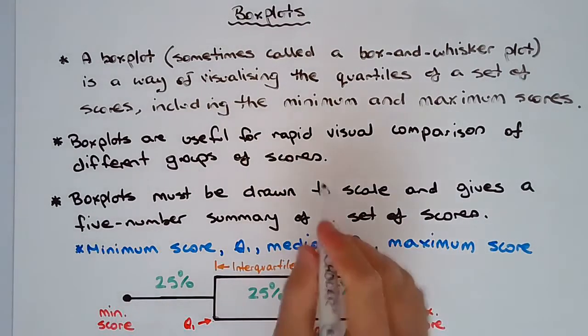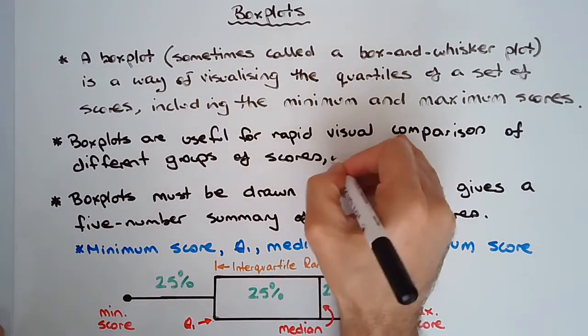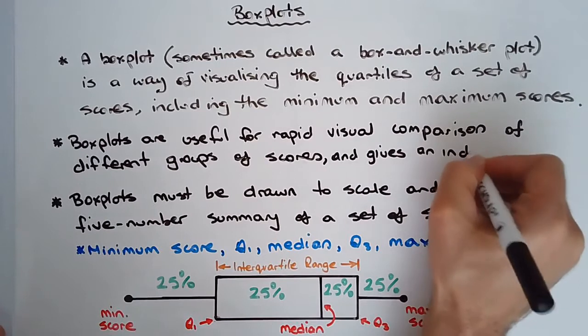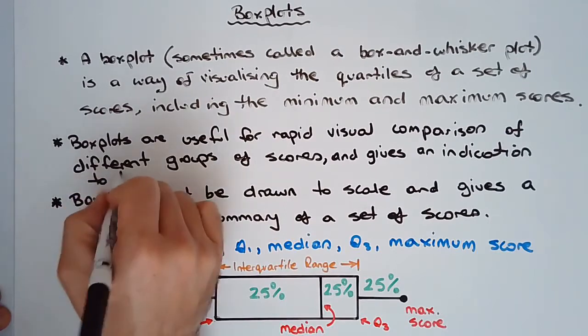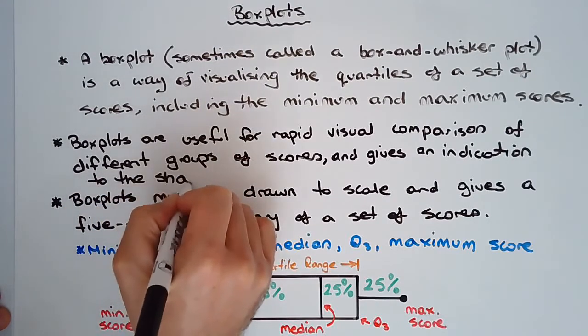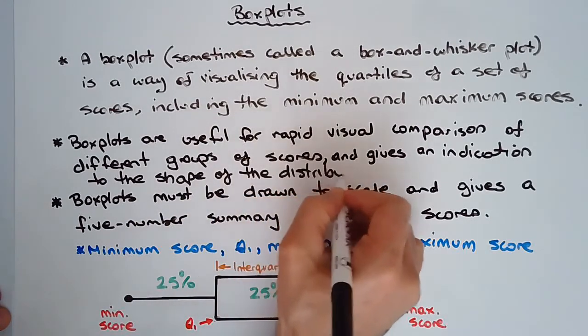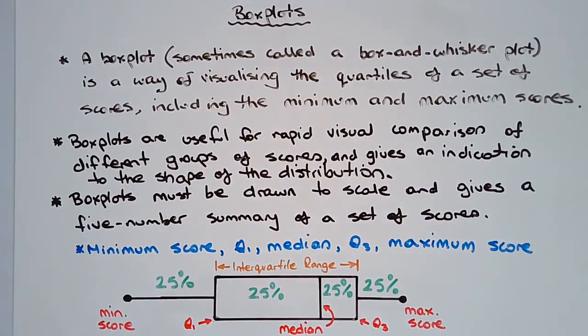And I might actually add here that they're also useful for determining the shape of a distribution, and gives an indication to the shape of the distribution. I just thought, it's actually very, very useful. In fact, we'll have a look at this example down here shortly.